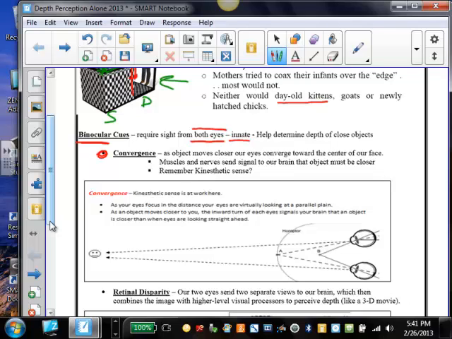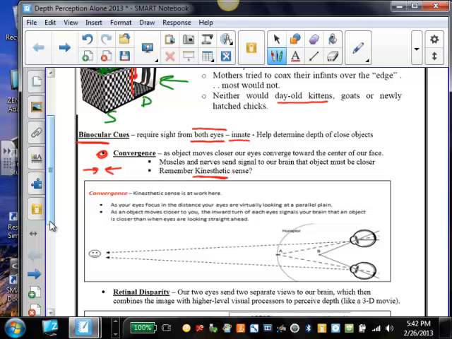Now, one of those binocular depth cues is called convergence. What that refers to is that as an object moves closer to us, our eyes kind of converge towards the center of our face. And as they do that, the ocular muscles that control the direction of our eyes are sending signals to our brain that our eyes are turning inward, and our brain then perceives objects as closer. So if you remember when we talked about kinesthetic senses, our muscles do send signals to our brain about their position.